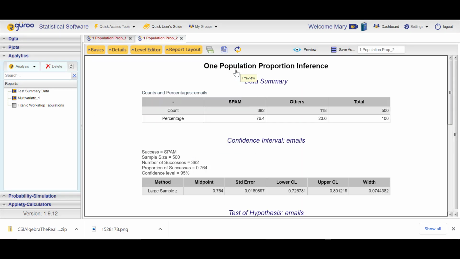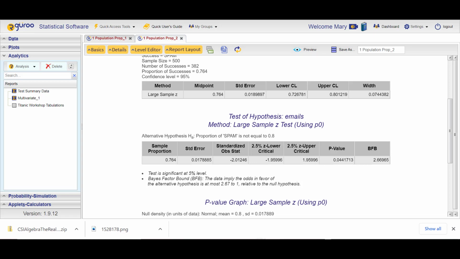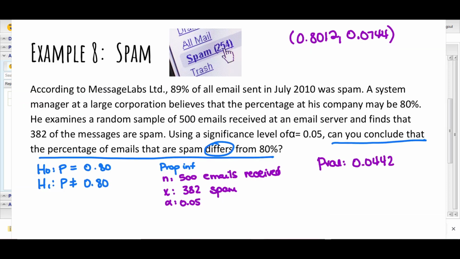Preview. Let me go ahead and write down the confidence interval on my other screen. So you guys write it down too: 0.8012, 0.0744, and the p-value is 0.0442. All right, let's go to the other screen. You can see where I wrote everything down. Real quick, let's look up and see what the confidence interval is telling us.